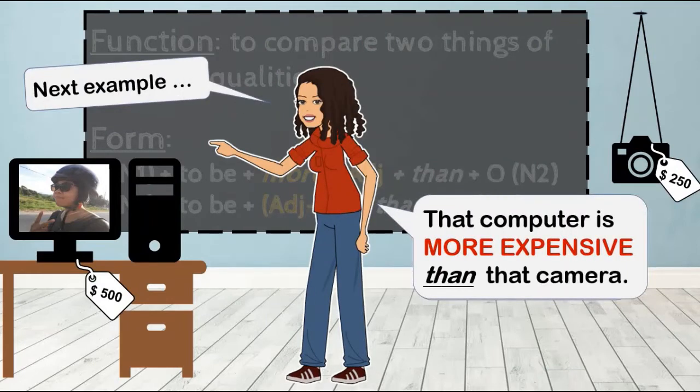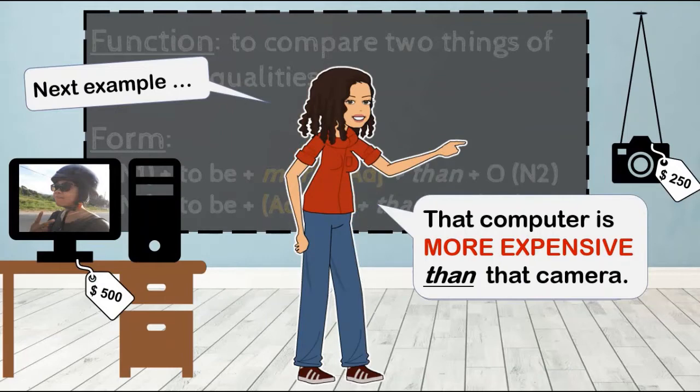That computer is more expensive than that camera. You can read the price tag on the computer. It says that the price is $500 while the camera is $250. So we can say that the computer is more expensive than that camera, or that camera is cheaper than that computer.